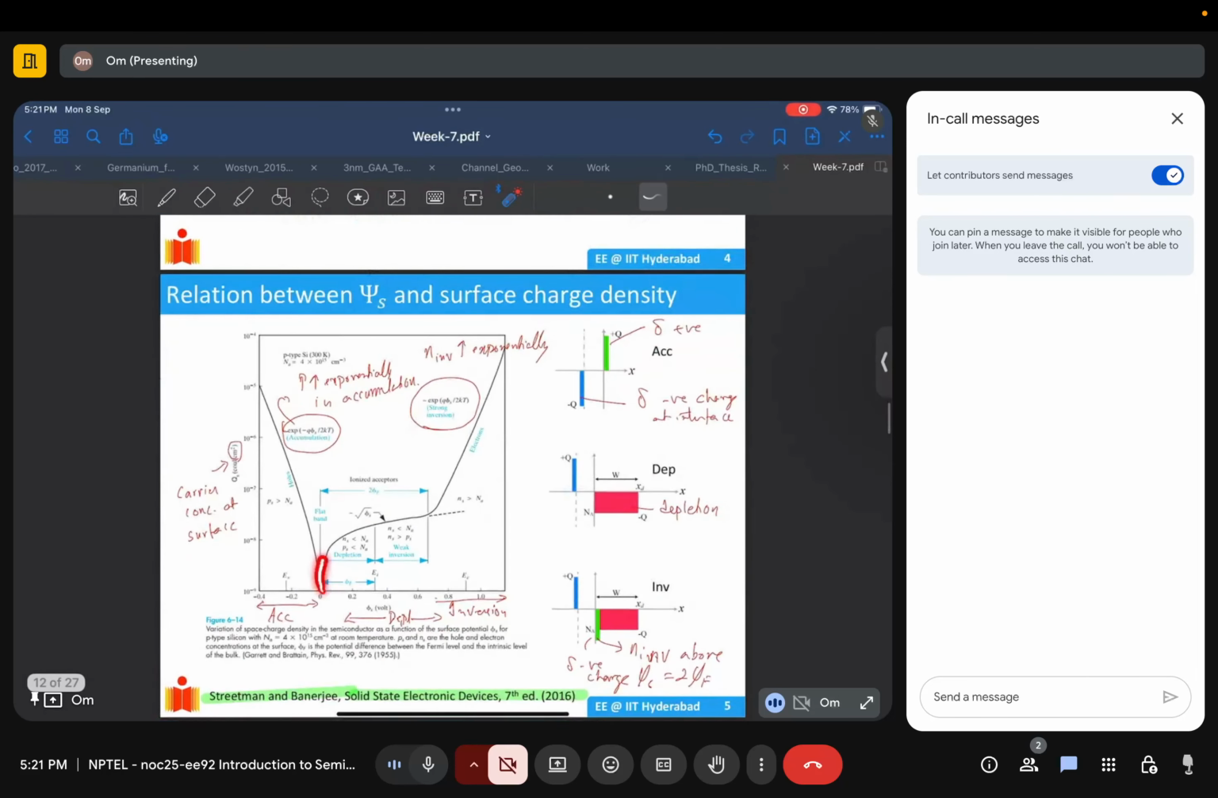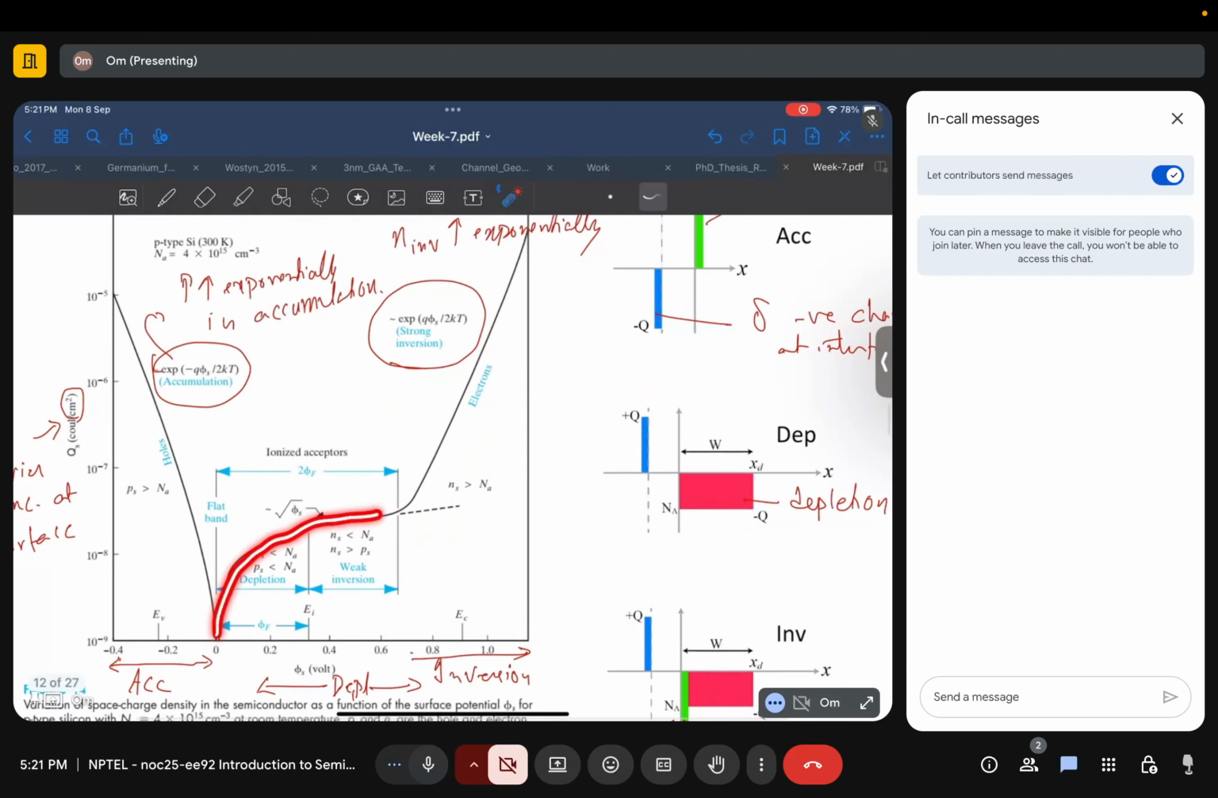So it is square root dependence, and inversion charge is again exponential. It exponentially rises. So finally your charge becomes this. Exponentially it rises, exponential q psi s by 2kT, right? So in inversion also charge exponentially rises. For very small change in psi s, your inversion charge increases exponentially.